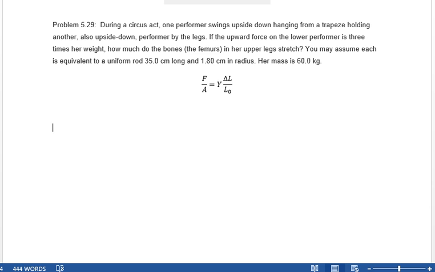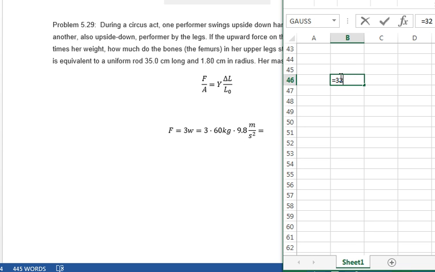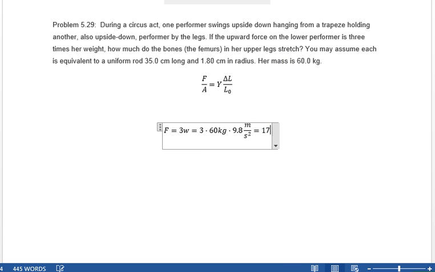Okay, so what is the area? Well, first, the force. Force is 3 times her weight, which is 3 times 60 kilograms times 9.8 meters per second squared. So what is that force? It equals 3 times 60 times 9.8, 1764 newtons. Remember, a kilogram meter per second squared is a newton, so 1764 newtons.